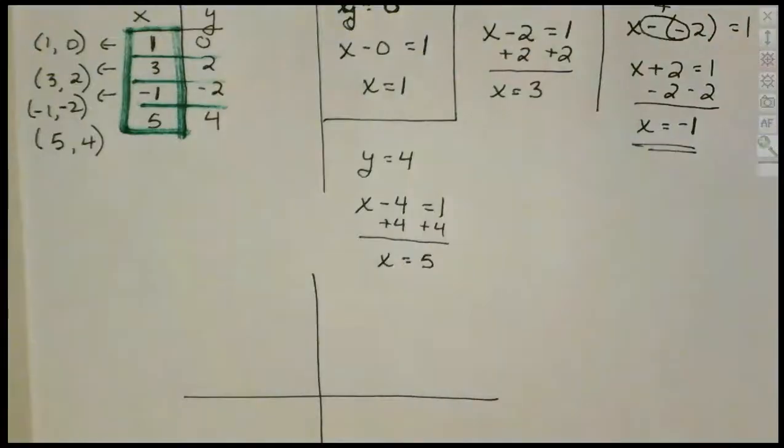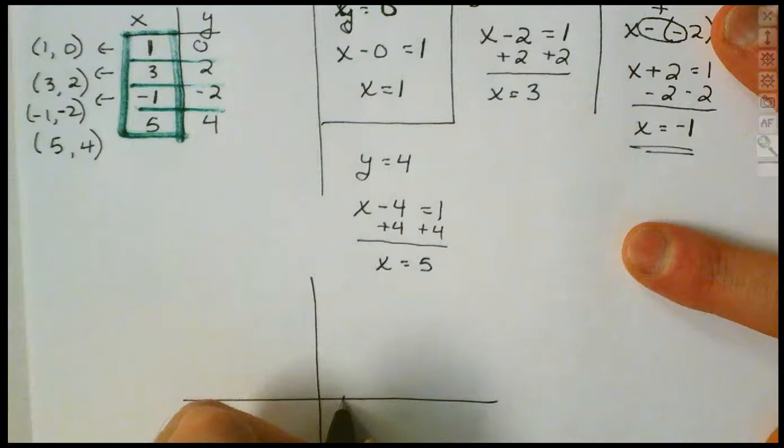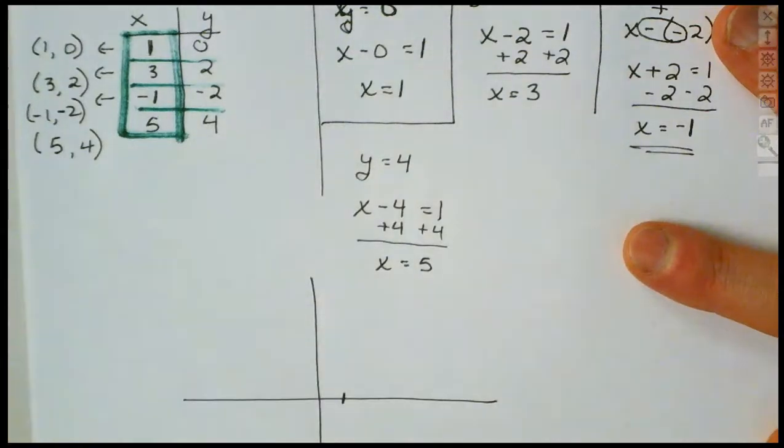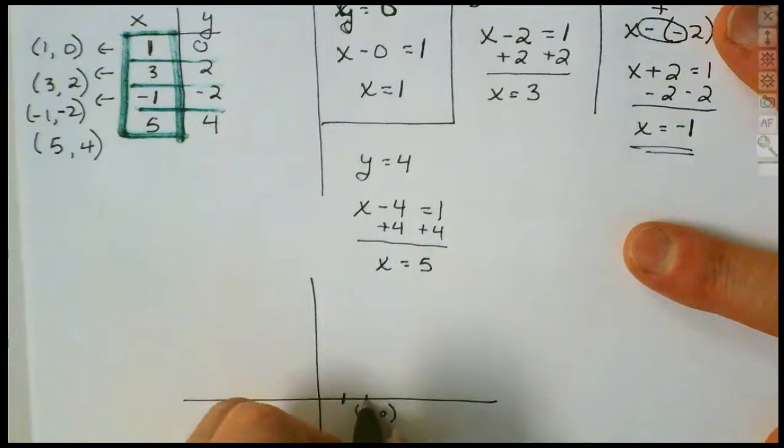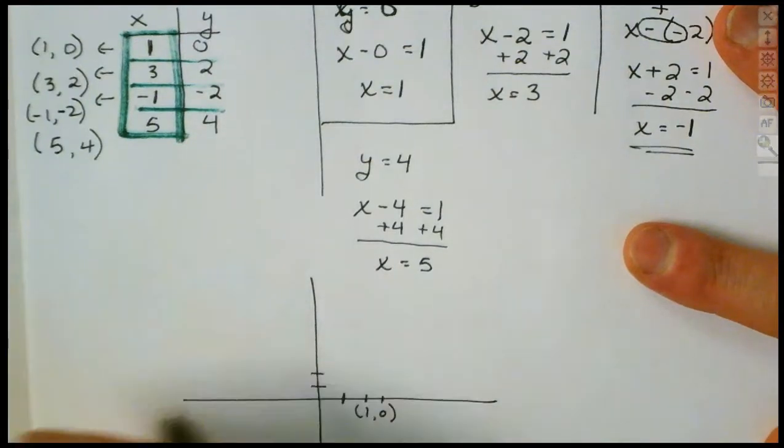So we're going to plot our points. Make sure you don't get the x and the y mixed up. Remember, x is first, y is the second part. So (1, 0), that's over 1 and up 0. Next, we've got (3, 2), so that's over 3 and up 2.